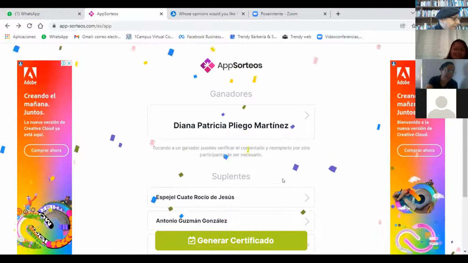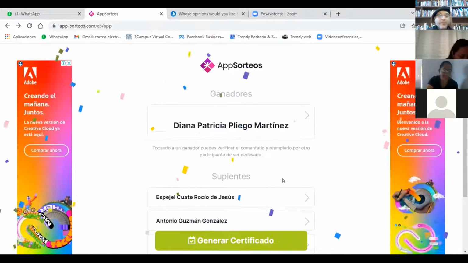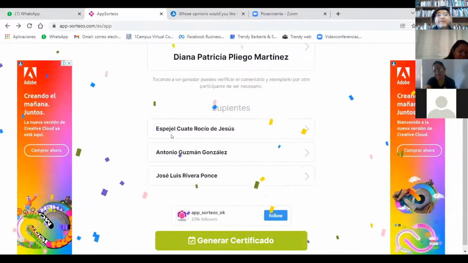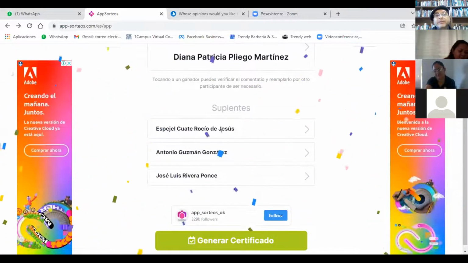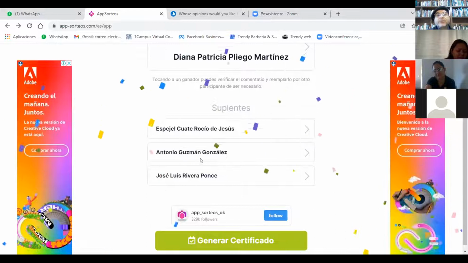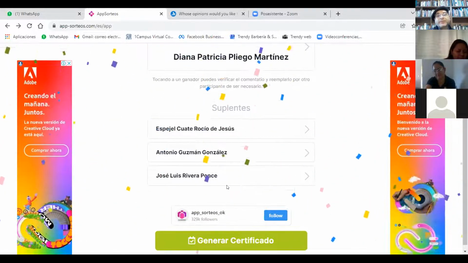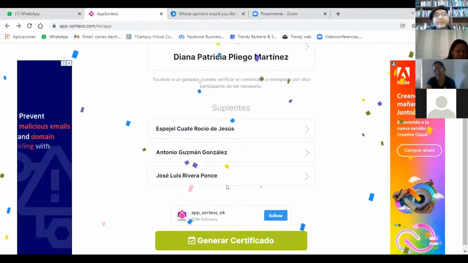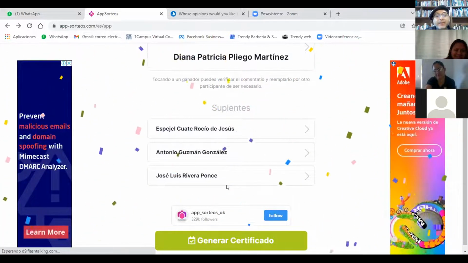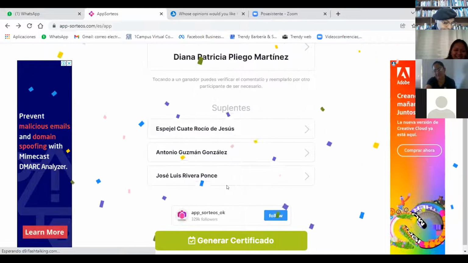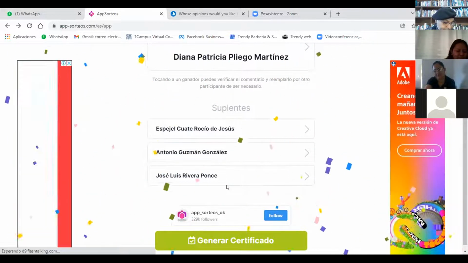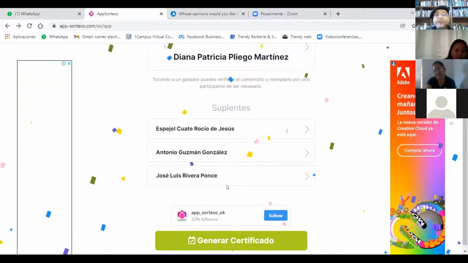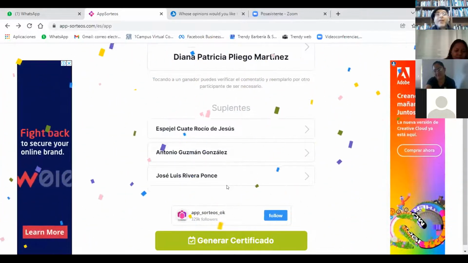Entonces tenemos a Ángeles, Irene, Diana Patricia, Norma quiere participar también. Entonces, eso dejaría fuera a Espejel Cuate Rocío de Jesús, Antonio Guzmán González y José Luis Rivera Ponce. ¿Algunos de ustedes que están como suplentes se sienten tristes porque ya no pertenecerán al panel? Creo que ni están. Bueno, ok.